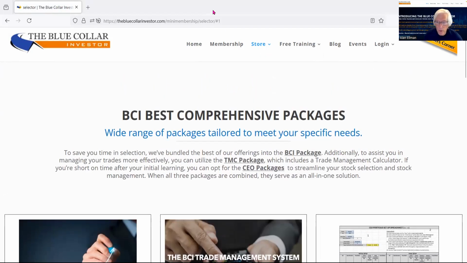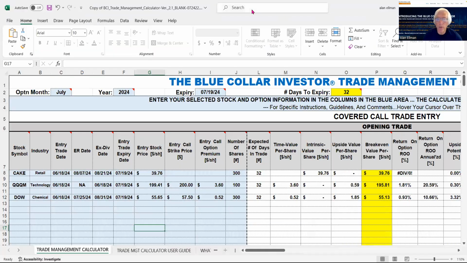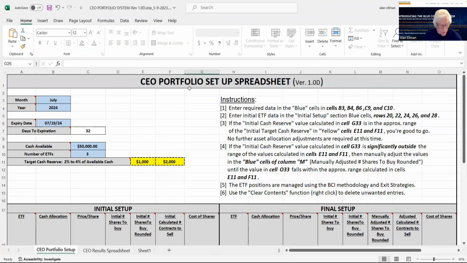And now what I want to do is take you right to the portfolio setup spreadsheet, which is not what you're looking at now. Not that one. And here we are. Okay, this one says CEO. This one doesn't have as many rows and columns as the fully expanded version, which is the one you're going to find in the store. But we're only using 3 securities, so it's a little bit easier for us to use this one.